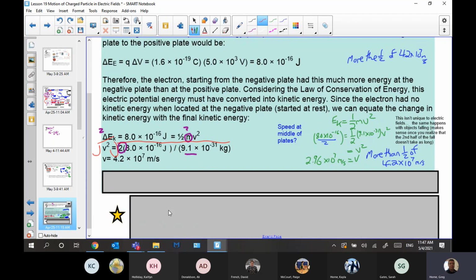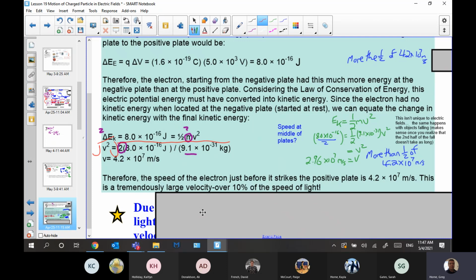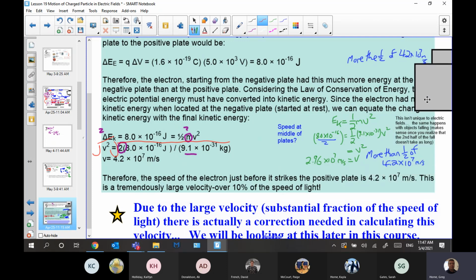Okay, so I want to just mention something right off the bat. They're saying that it would strike with a velocity of 4.2 times 10 to the 7. They are pointing out that that's a tremendously large velocity. It's huge. It's close to what's referred to as the speed of light. It's over 10% of the speed of light. We are going to see as part of this course that means some weird, wild stuff would start to happen.